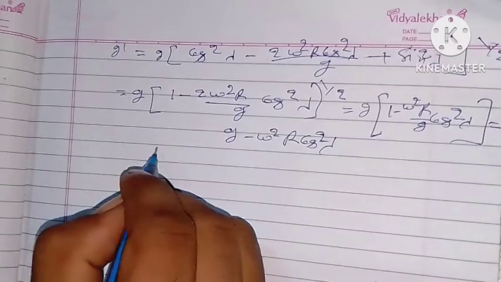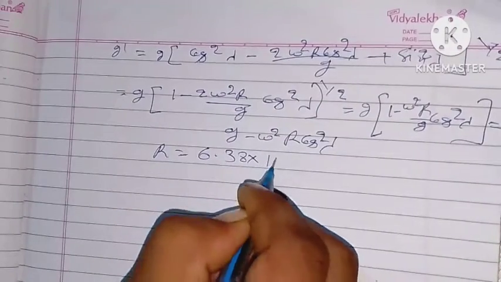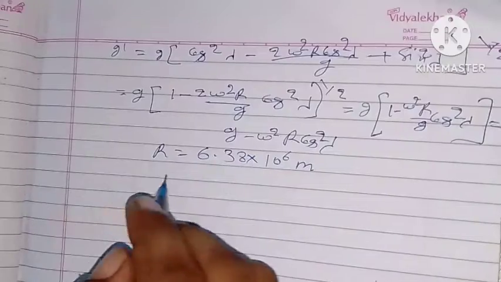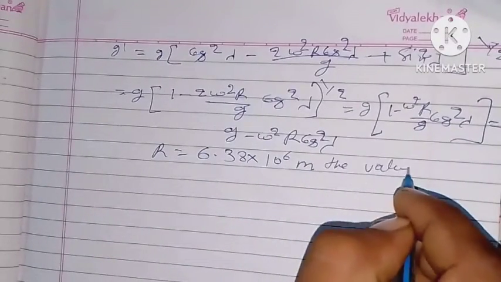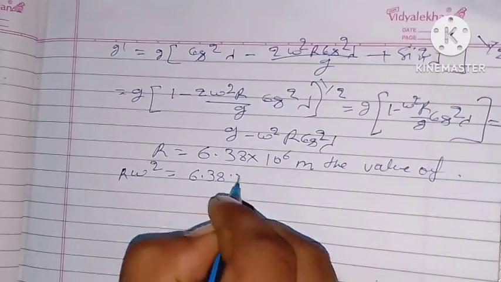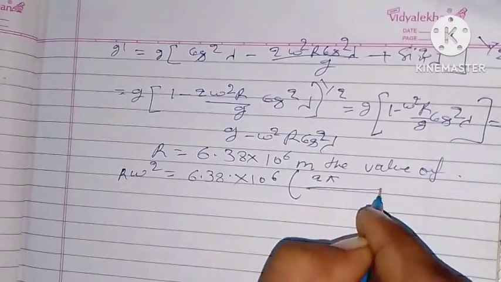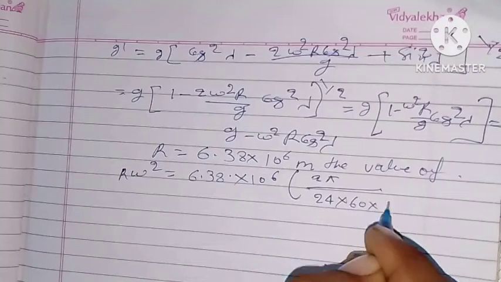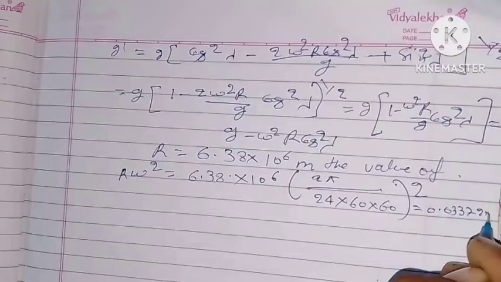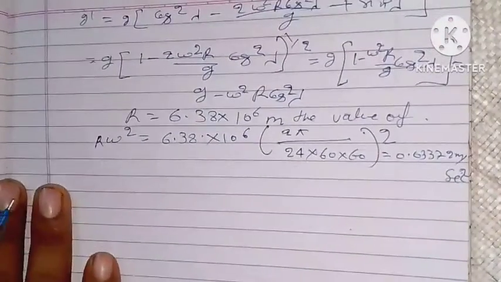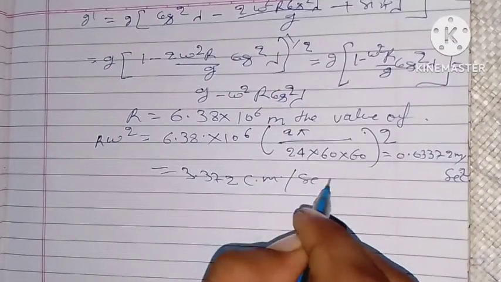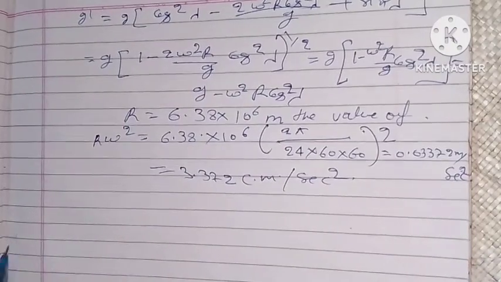Then taking R equal to 6.38 into 10 to the power 6 meters, the value of R omega square equals 6.38 into 10 to the power 6 into (2 pi upon 24 multiplied by 60 multiplied by 60) whole square. Then the value is 0.03372 meter per second square, and 3.372 centimeter per second square at the equator.